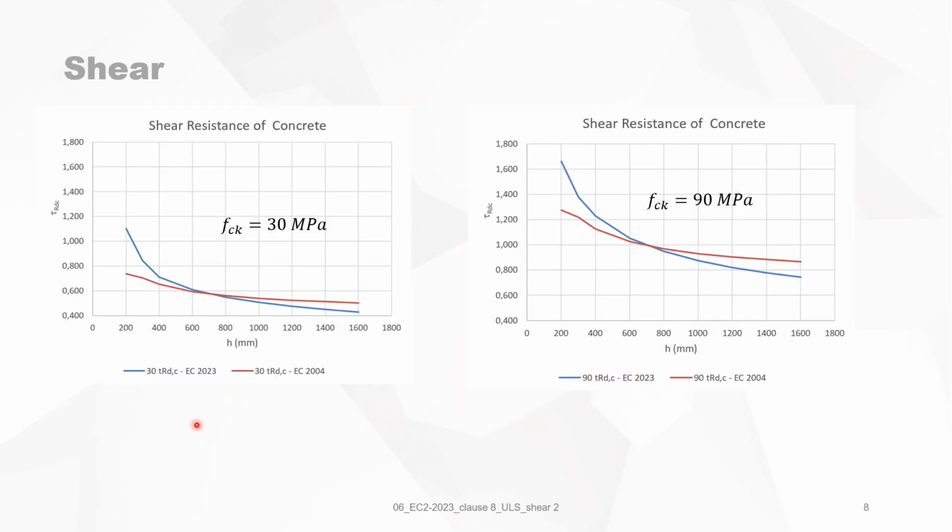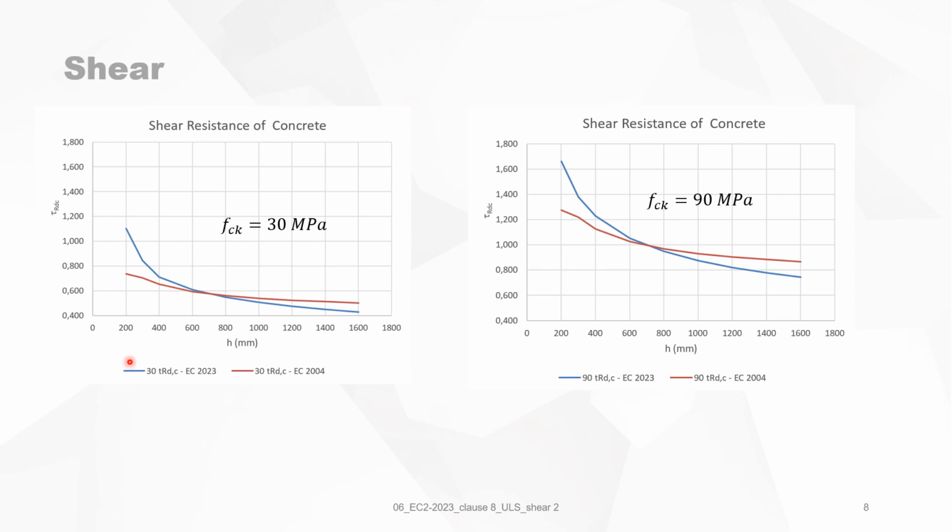We will look now at it in a different way. Those two graphs have the same y scale, 1.8. On the y-axis is the shear resistance of the concrete alone, and on the x-axis is the depth of the sections from 200 to 1600. The width of the section is 300 millimeters, and this graph is for the concrete quality of 30 megapascal. The other graph is for the concrete quality of 90 megapascal, so lower limit, upper limit.